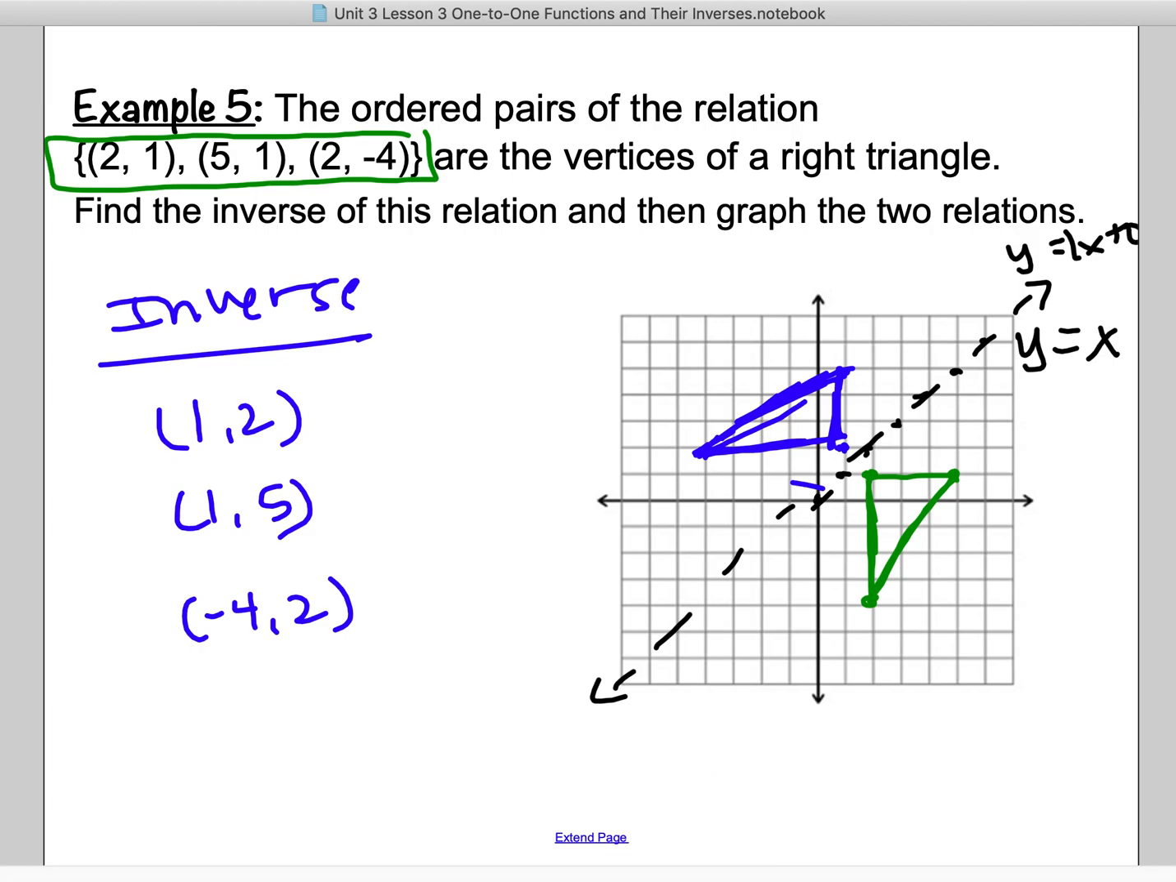And what happens with your x's and your y's? They get swapped. Okay, so if I switch them around, they're going to go across that line y equals x each and every time when I graph an inverse.